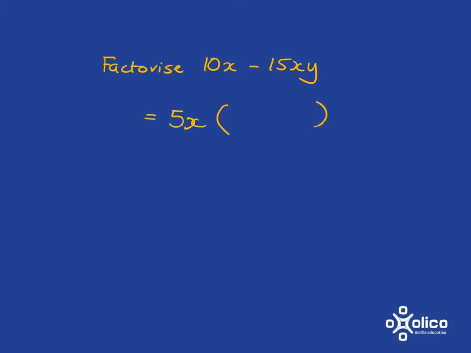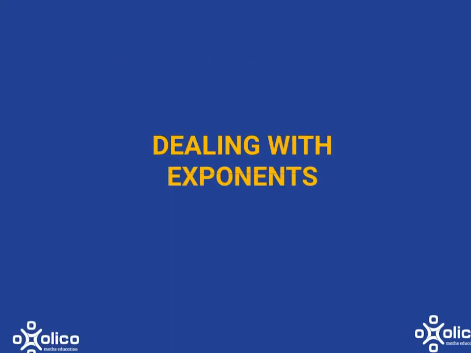What's left in the brackets? Well, 5x times this must give you 10x, so this must be 2. And here, 5x multiplied by this must give you minus 15xy, so obviously what is here has to be minus 3y.